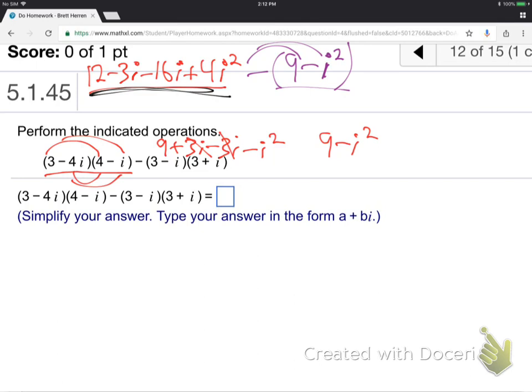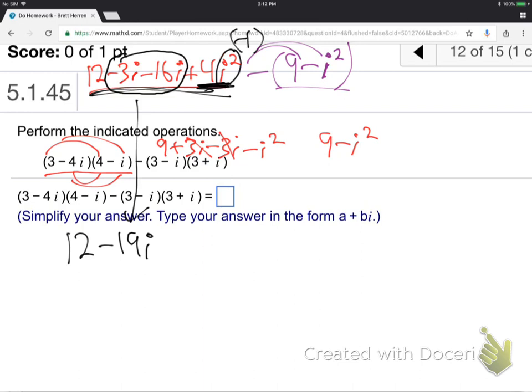All right, so this part now is going to become 12. Now the middle two are like terms. Minus 3i minus 16i is minus 19i, plus, and what do you do with 4i squared? Negative, or minus 4. Yeah, remember we never leave i squared. i squared is negative 1. So that's minus 4. And then it's going to be minus 9 plus i squared.